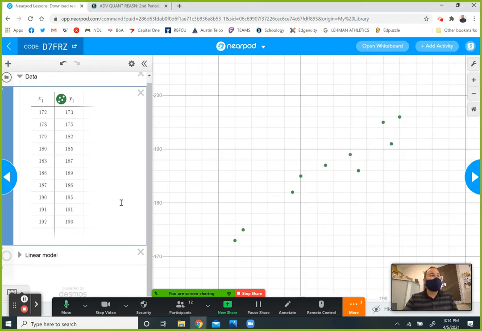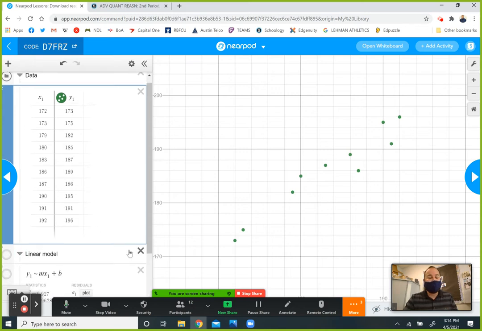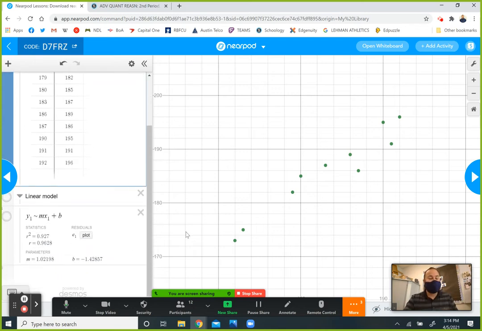So here's what I want you guys to do next. Take this linear model. You see the triangle next to that? Click that triangle so it goes down, and it pops up some information here. I want to write down the equation of the line that best fits this data. Watch this. Click this little circle next to that y equals mx plus b. Watch what happens. It's created a line for the scatter plot.